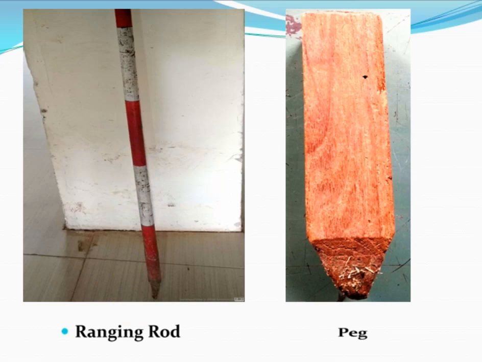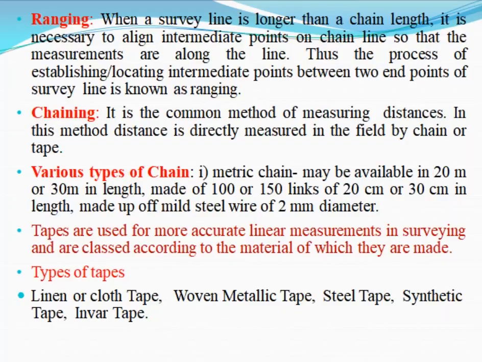So what is meant by ranging? Ranging is when a survey line is longer than a chain length, it is necessary to align intermediate points on the chain line so that the measurements are along the line. Thus the process of establishing or locating the intermediate points between the two end points of a survey line is known as ranging. So I can draw one figure.